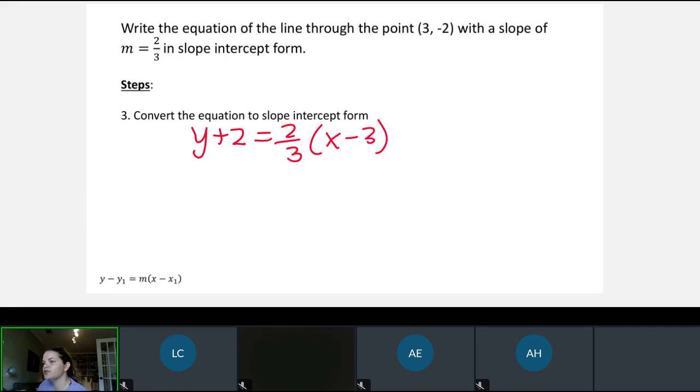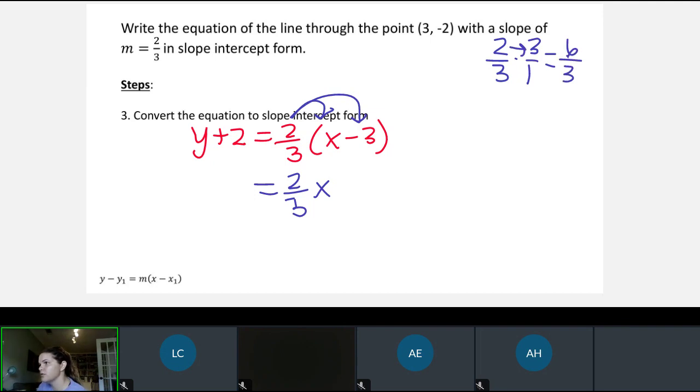Now I need to distribute, so I'm going to multiply my slope. So I would get 2/3 x. And then up here, you can just type 2/3 times 3 in your calculator, or you can do it by hand, either one. So 2 times 3 is 6, 3 times 1 is 3, and then of course 6 divided by 3 is 2. So I would still get -2.